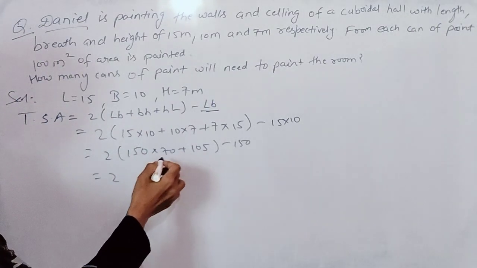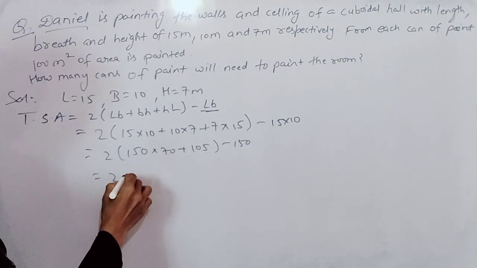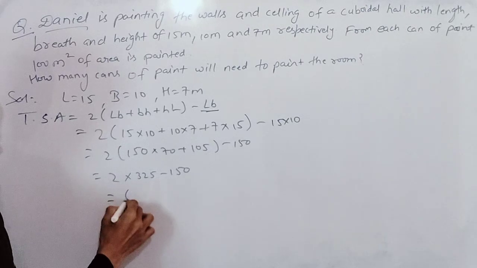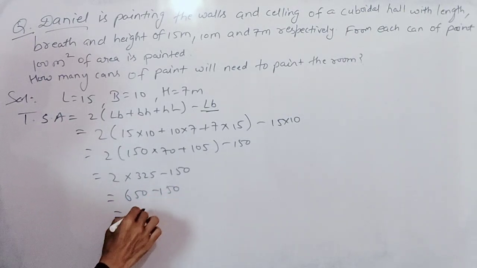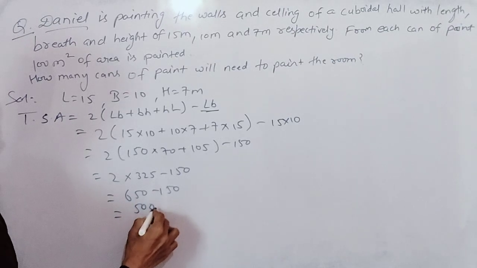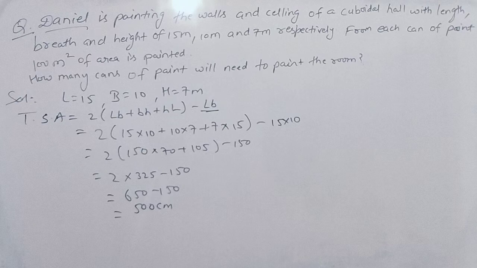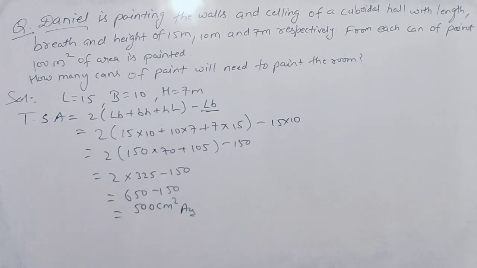200, 200. 200, 300, 325. 325 minus 150. 650 minus 150. 50 and 6, so 500. It is the total surface area of a building to be painted.